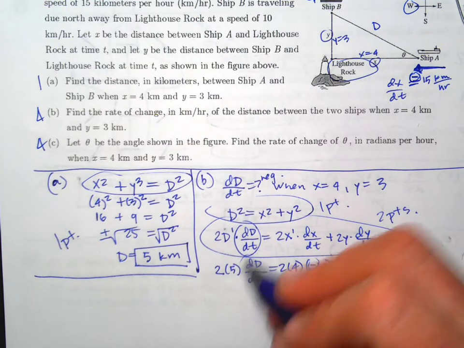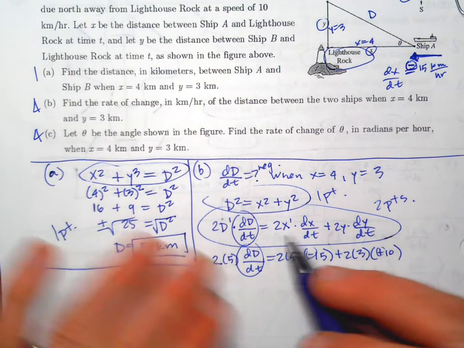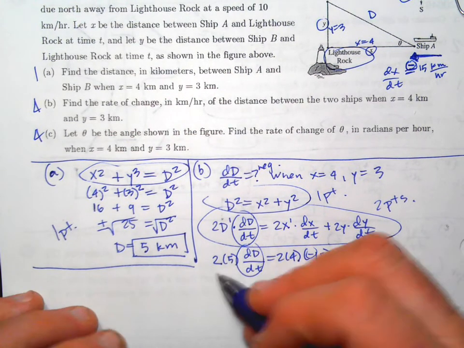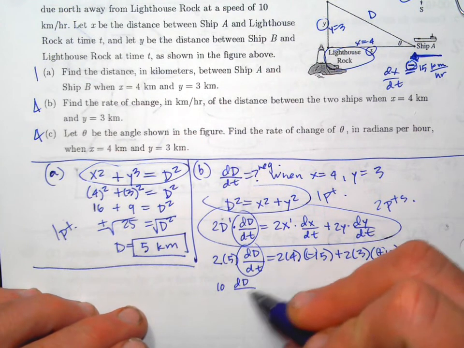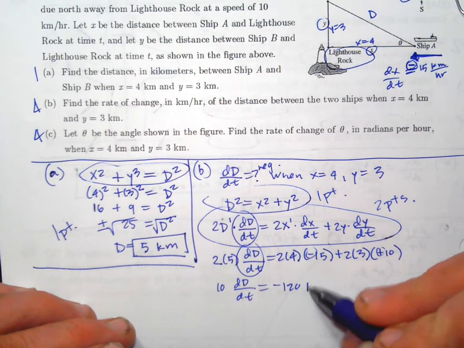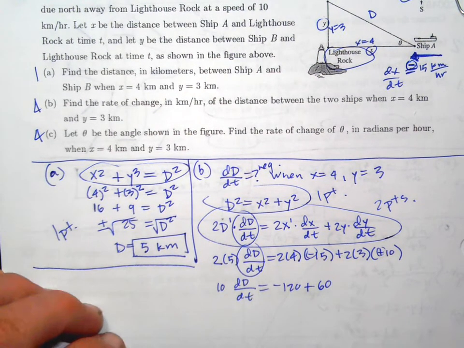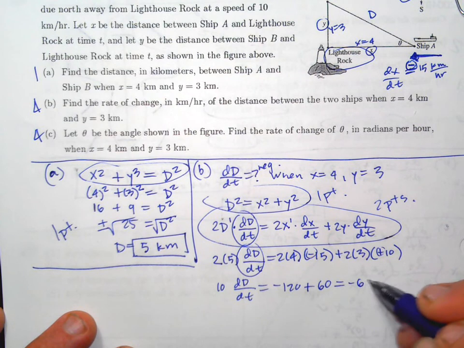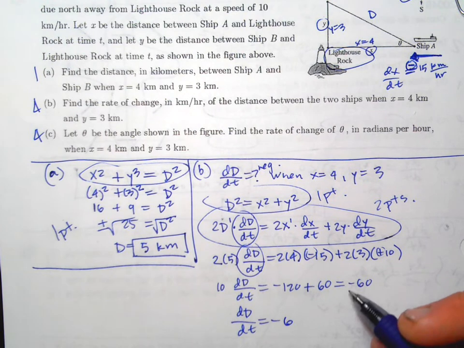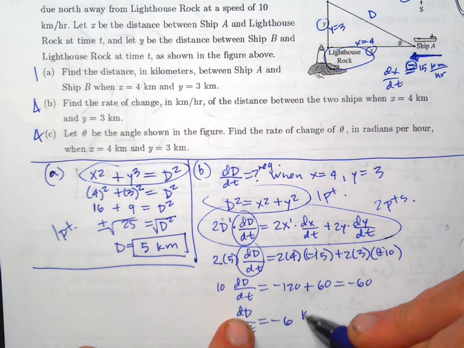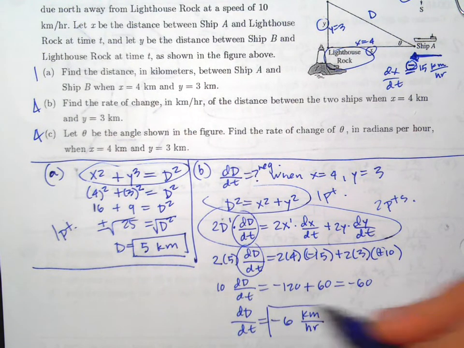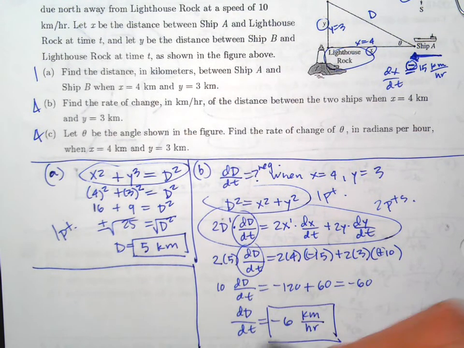So now we can solve for this. You'll notice I didn't try and get capital D dt by itself before this. Just start plugging stuff in. It's a lot easier when there's numbers. So 60, negative 120, plus 60. So it's going to be negative 60. And that's going to be negative 6. And the units: D is in kilometers, right? Distance. And time is in hours. So let's put the units. And it came out negative like we expected it would.